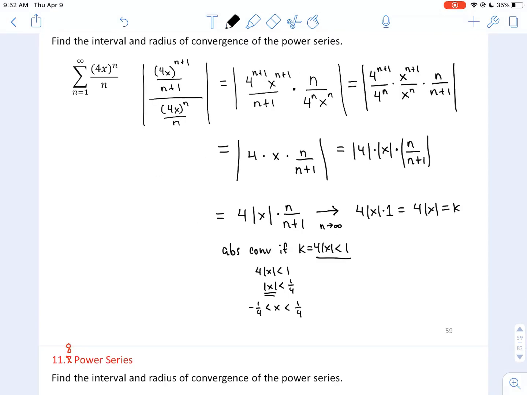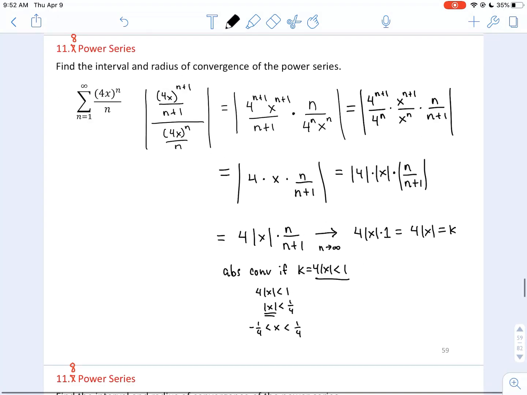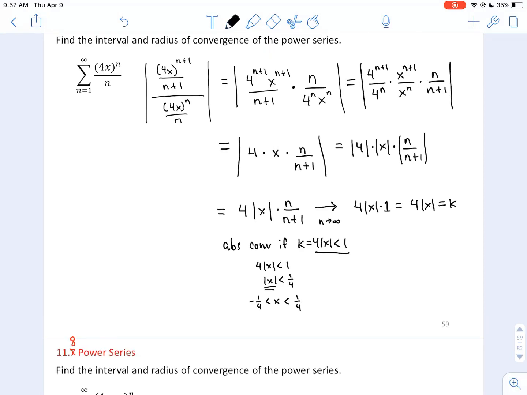Let's test what happens to the series at the endpoints, starting with x is negative 1/4. Now, the ratio test is not useful when x is at the endpoints, because if k is 1, in other words, if 4 times absolute x is 1, in other words, if absolute value of x is 1/4, in other words, if x itself is 1/4 or negative 1/4, the test is inconclusive. So I can't use the ratio test to test the endpoints. To test the endpoints, I'm going to just plug the endpoints into the series and make it a series of numbers, and then use a different test.